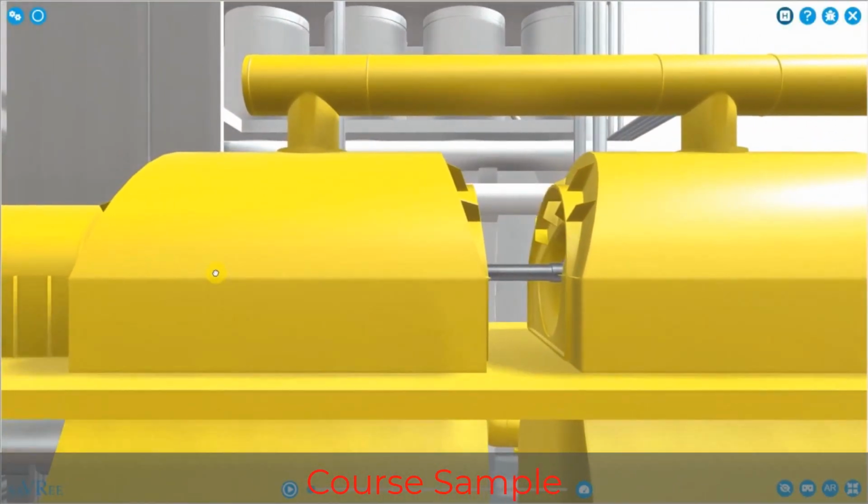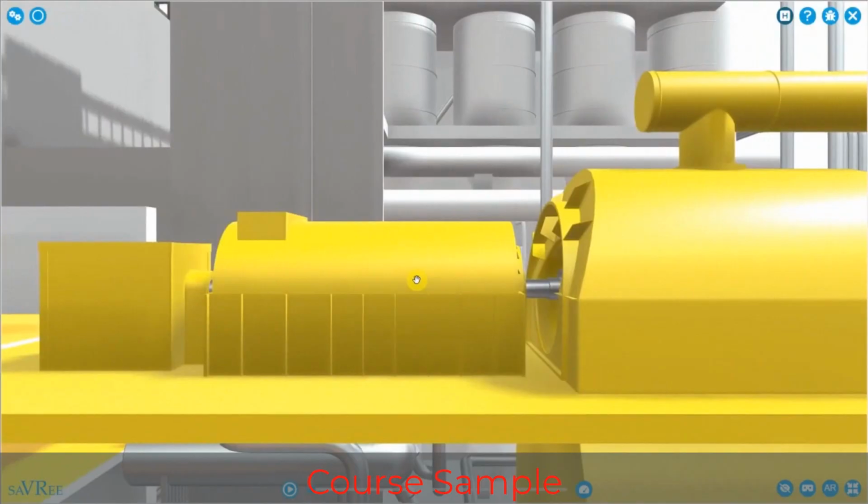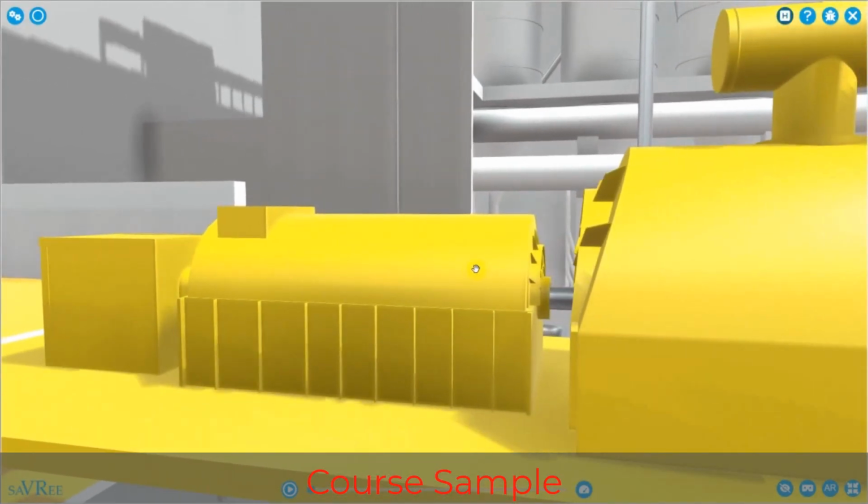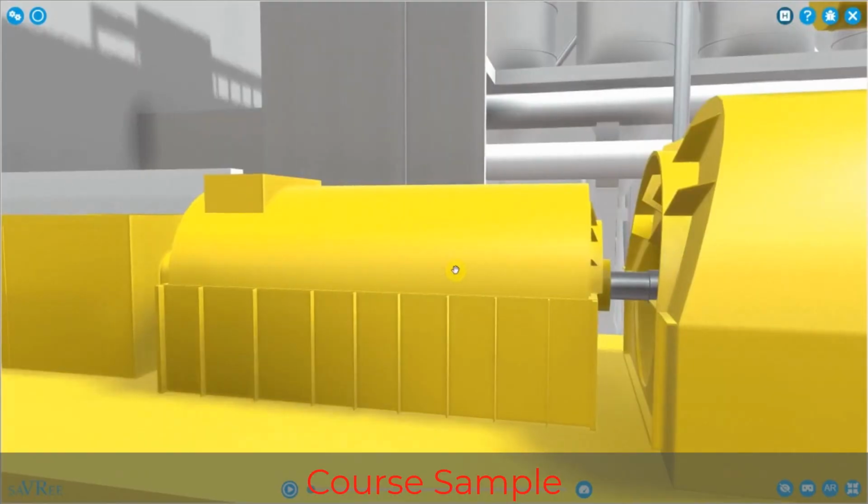The energy from the steam is transferred to our steam turbine rotors. The steam turbine rotors will then rotate. The steam turbine rotors are connected to a generator rotor. Here is our generator. The generator rotor will rotate as well and will begin to produce electrical power.